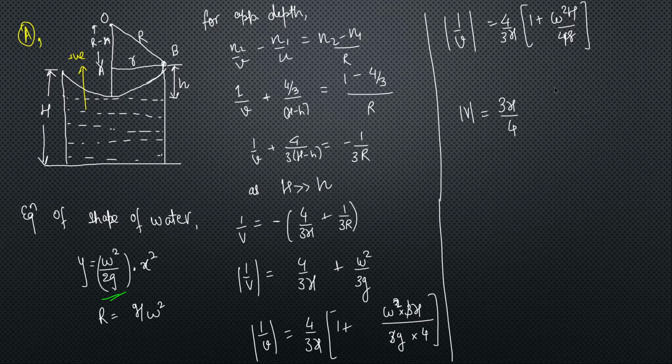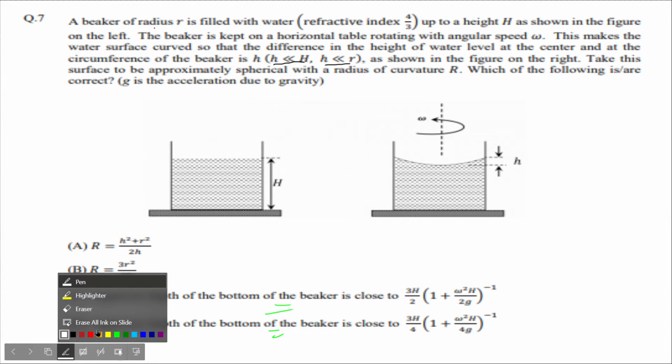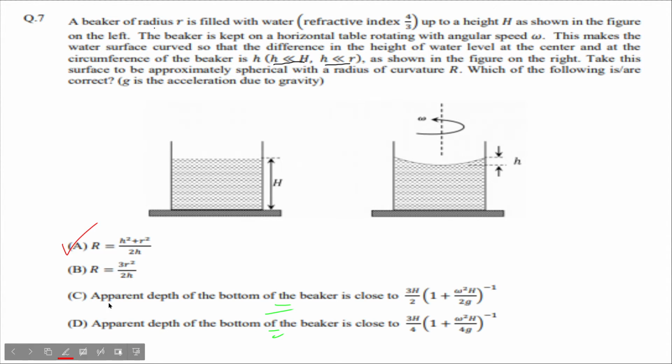and 1 plus omega square H by 4G raised to the power minus 1. You see this minus 1. So this is what the apparent depth is: 3H by 4 times that factor. Now see which options are correct. Option A is correct, and since we have 3H by 4 times (1 plus omega square H by 4G) to the power minus 1, option D is also correct. So for this more than one correct option, A and D are correct.